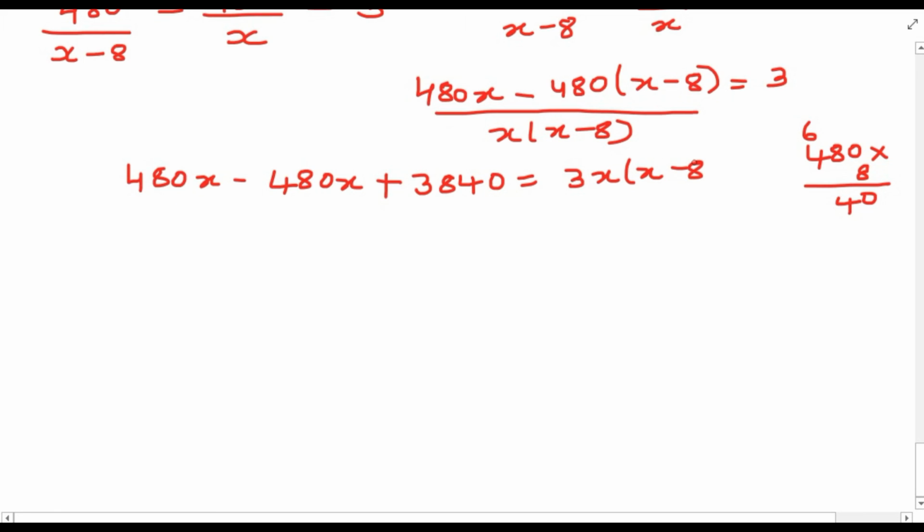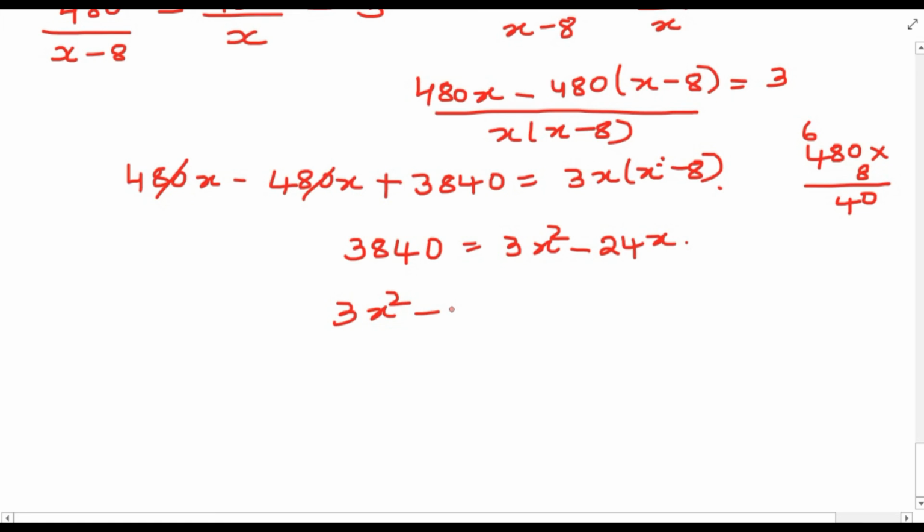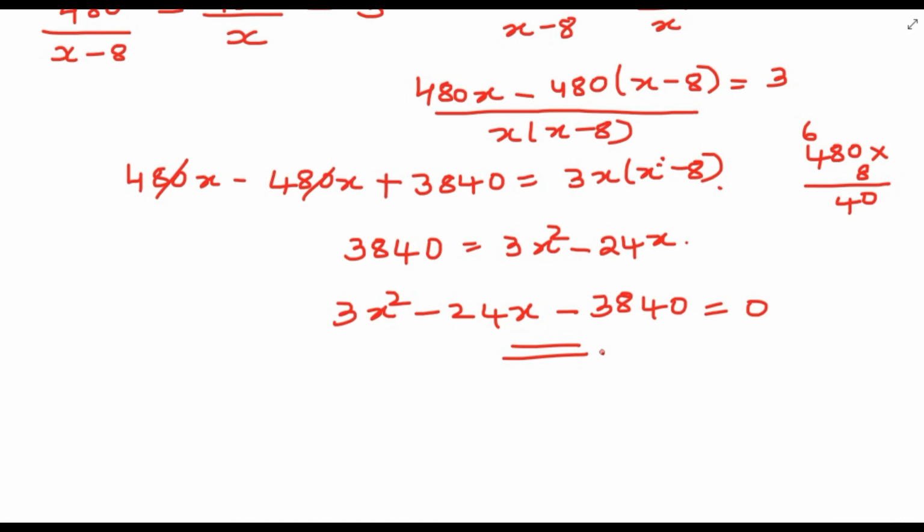Now when you simplify, this will get cancelled. 3840 equal to 3x square minus 24x. So we can write in standard form 3x square minus 24x minus 3840 is equal to 0. So this is how you write it in the standard quadratic form.